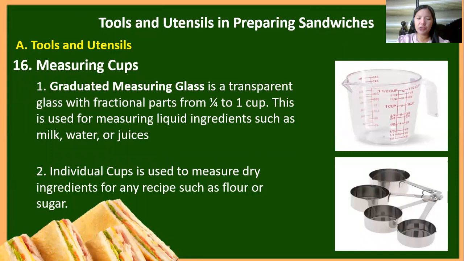Okay, we also have the measuring cups. We have the graduated measuring glass, a transparent glass with fractional parts from 1/4 to 1 cup. This is used for measuring liquid ingredients such as milk, water, or juices. We also have the individual cups, which are used to measure dry ingredients for any recipe such as flour or sugar.